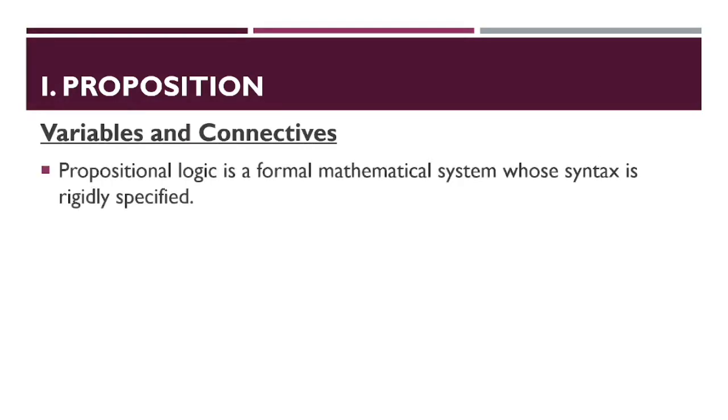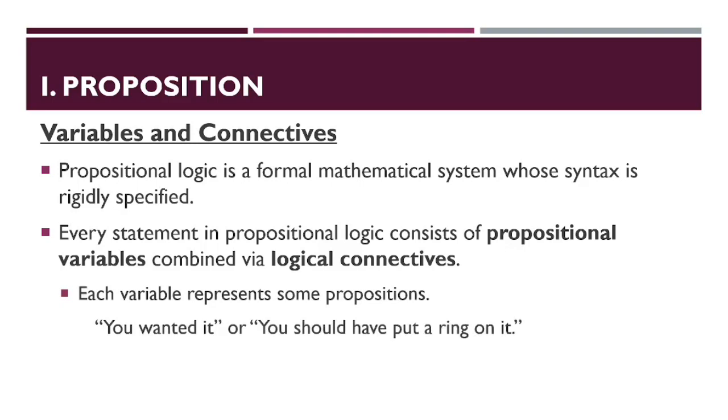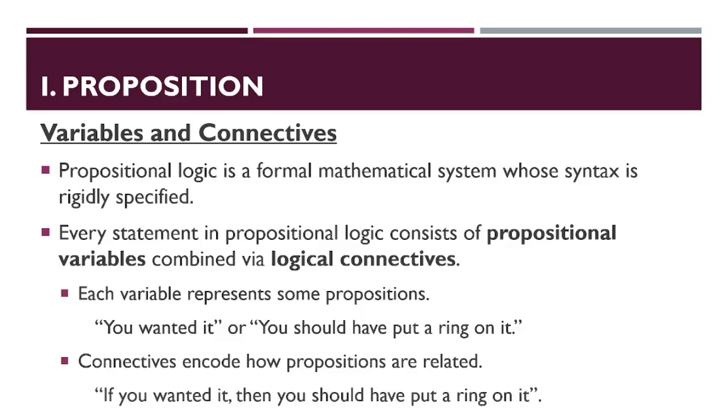Variables and connectives. Propositional logic is a formal mathematical system whose syntax is rigidly specified. Every statement in propositional logic consists of propositional variables combined via logical connectives. Each variable represents some proposition. For example, you wanted it, or you should have put a ring on it. Connectives encode how propositions are related. For example, if you wanted it, then you should have put a ring on it.